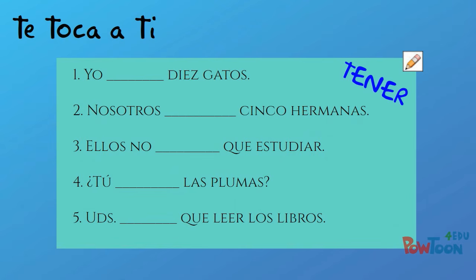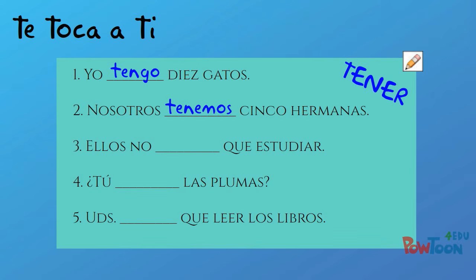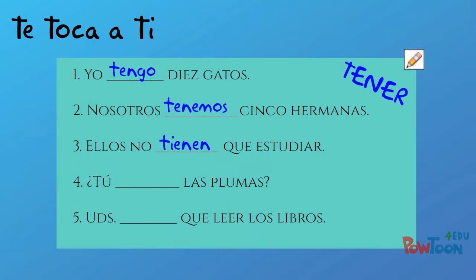For número 1, did you get yo tengo 10 gatos? I have 10 cats. 2. Nosotros tenemos 5 hermanas. We have 5 sisters. 3. Did you get ellos no tienen que estudiar? They don't have to study.